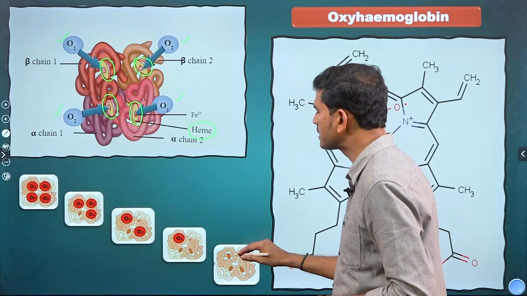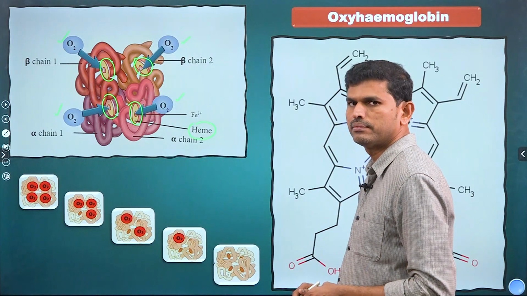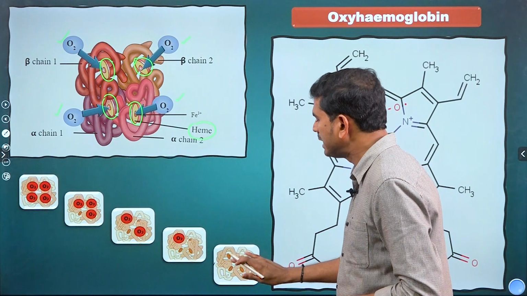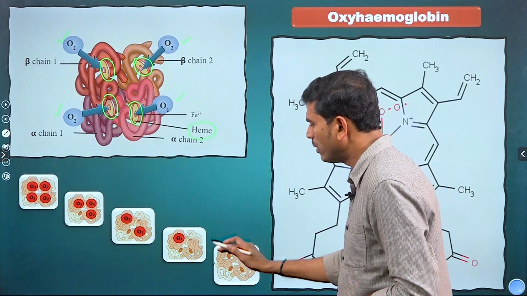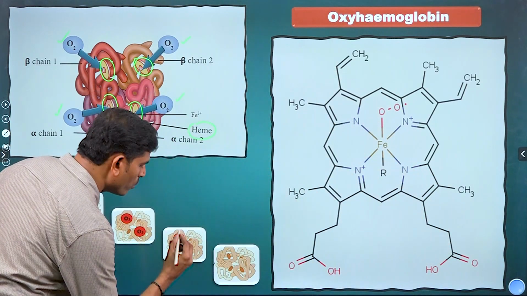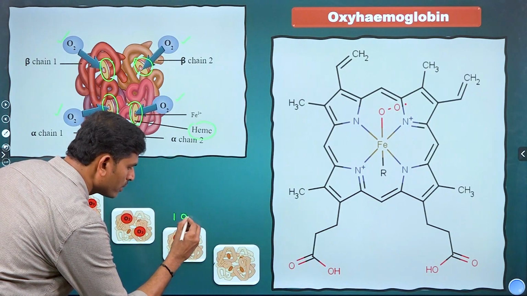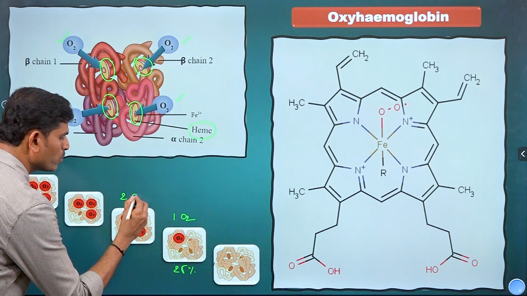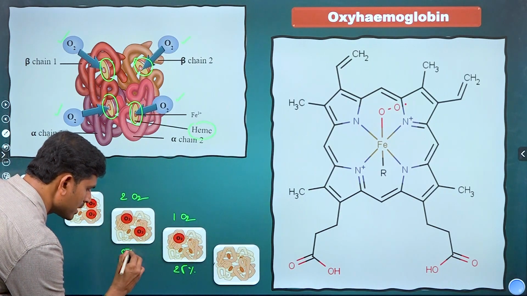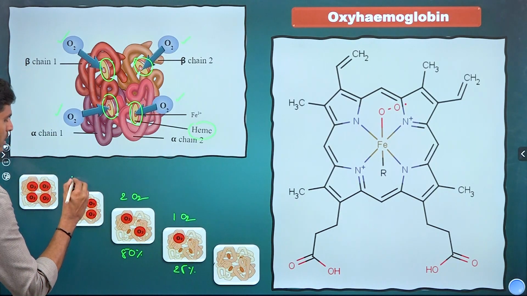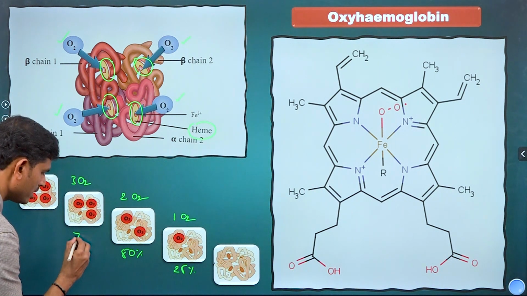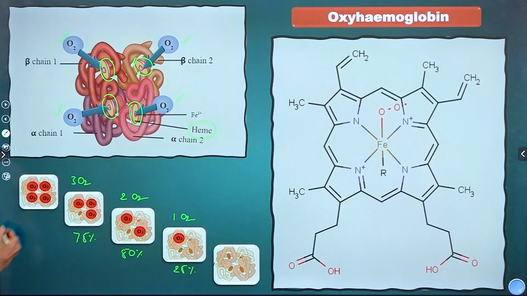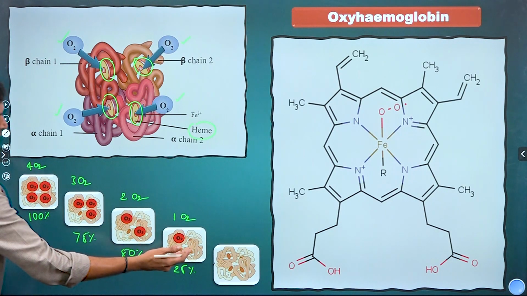So that is deoxyhemoglobin. Now it forms the bond with only one O2 molecule. So this is 25% saturated, and now here 2 O2 molecules, this is 50% saturated. Now here 3 O2 molecules, 75% saturated, and next one here 4 O2, that is 100% saturated. Okay, so we can see that here red color.